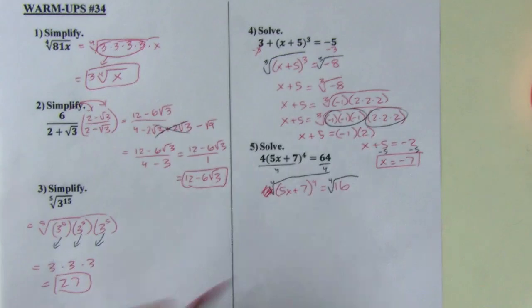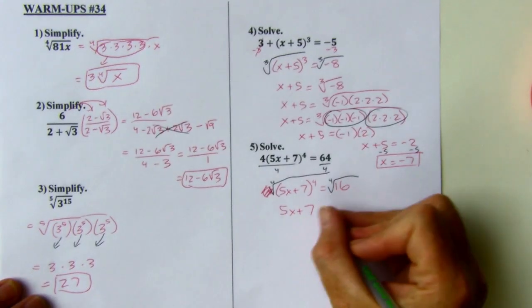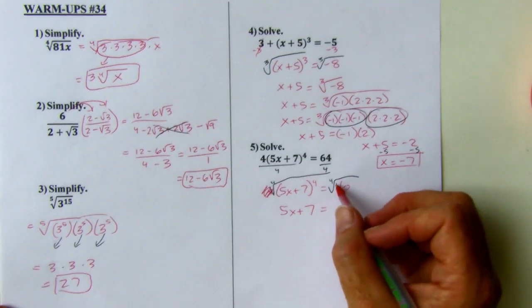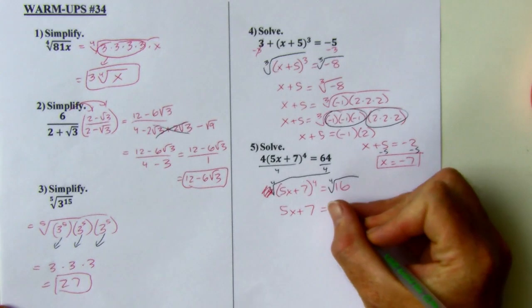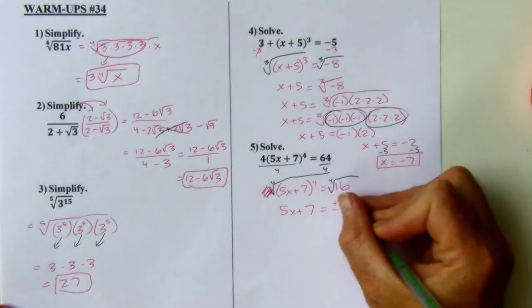Okay, and when I do that, since it's an even index, I'm taking the fourth root. This would be the same with the square root or a fourth root or a sixth root. Then I have the plus and minus. So I'm going to take the positive and negative fourth root of 16.